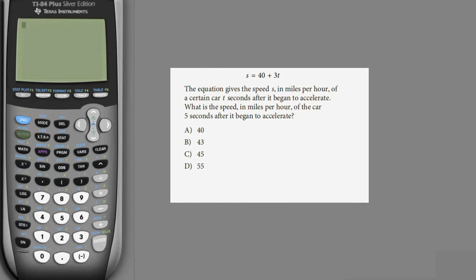In this video, we're going to learn how to solve this math question easy and fast. Alright, so let's look at the question and see whether it's something to use a calculator to solve. The question says the equation gives the speed x in miles per hour of a certain car t seconds after it began to accelerate. What is the speed in miles per hour of the car 5 seconds after it began to accelerate?